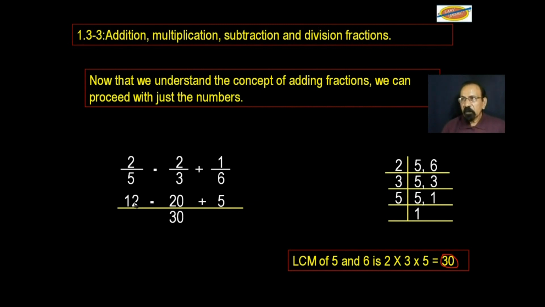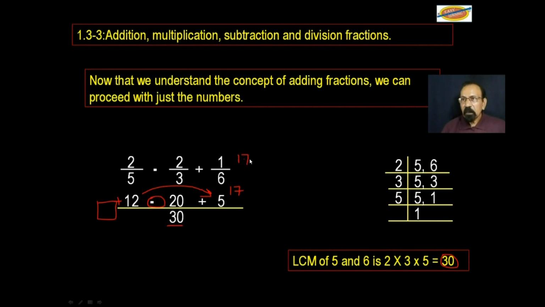12, this is a plus 12, plus 5 is 17. So 12 plus 5 is 17. And from that 17, we want to subtract 20. We don't have any whole number here to take and make it 30. So what we will have to do is just work with what we have here.